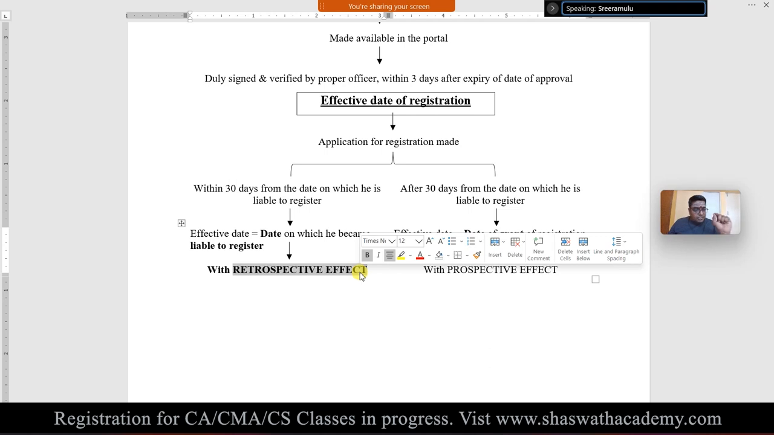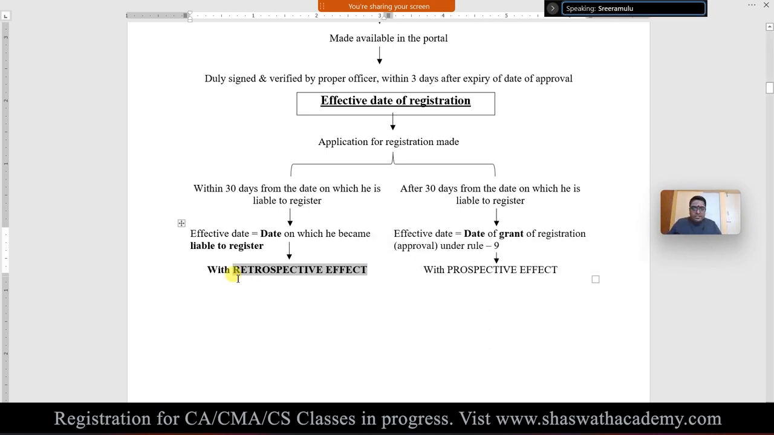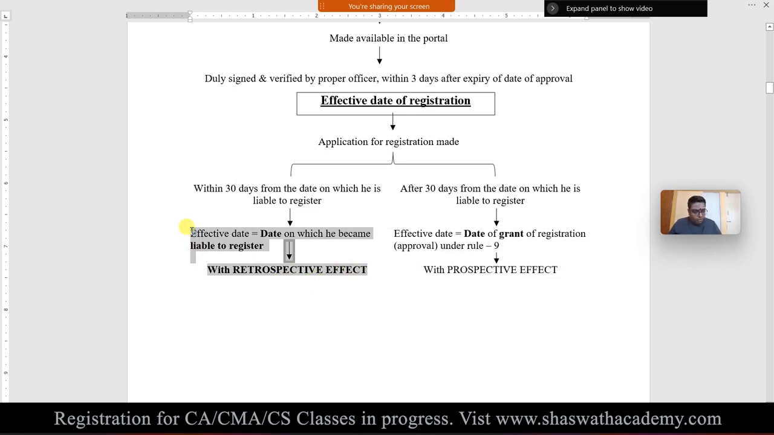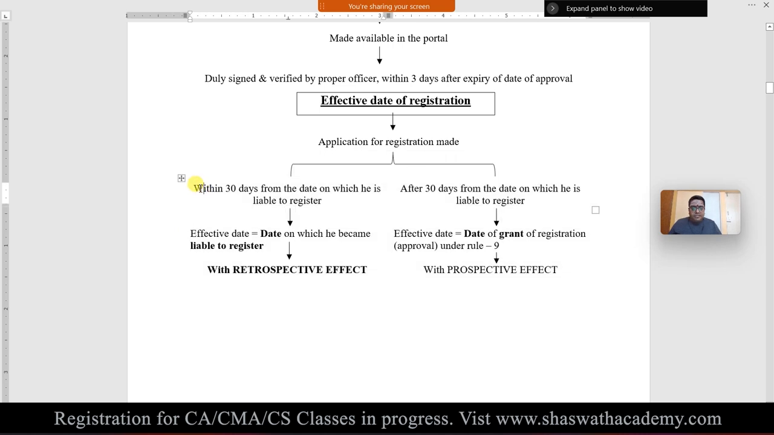Date of grant of registration is what day? 10th of May. The GSTIN of Vijay Raghavan comes into effect on what day? 10th of May. But effective from what day? That is applicable, that is enforceable from what day? From 29th of March. Why, sir? Retrospective effect. Because Vijay Raghavan is a very good law-abiding assessee. He has made the application within 30 days. My dear, one small hint I have to drop you. Be very careful. 30 days from the date of becoming liable.